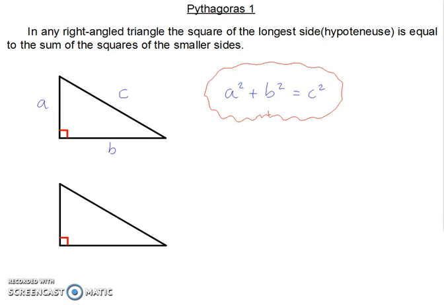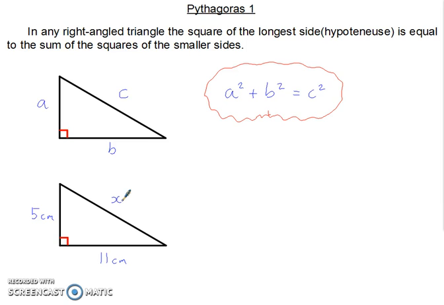Now then, how this works with the actual numbers. Let's say we've got a right angled triangle with the shortest side being 5 centimeters, the middle side being 11 centimeters, and we want to find the longest side, the hypotenuse. We're going to call that x.